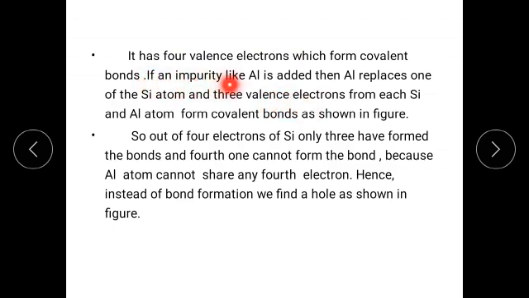And if we observe this diagram, aluminum is added, and aluminum replaces one of the silicon atoms, and 3 valence electrons from each silicon atom and the aluminum atom form covalent bonds as shown in the figure. So out of 4 electrons of silicon, only 3 have formed bonds and the fourth one cannot form a bond, because the aluminum atom cannot share any fourth electron. Hence, instead of bond formation, we find a hole, that is, a vacancy is created in that figure.